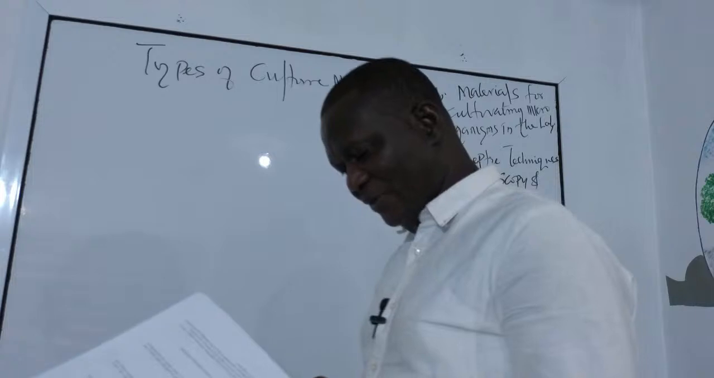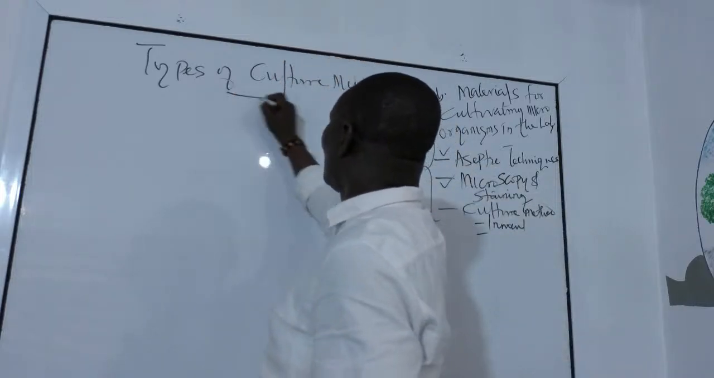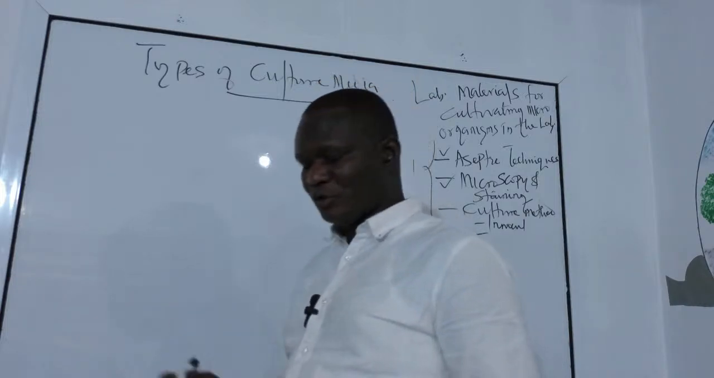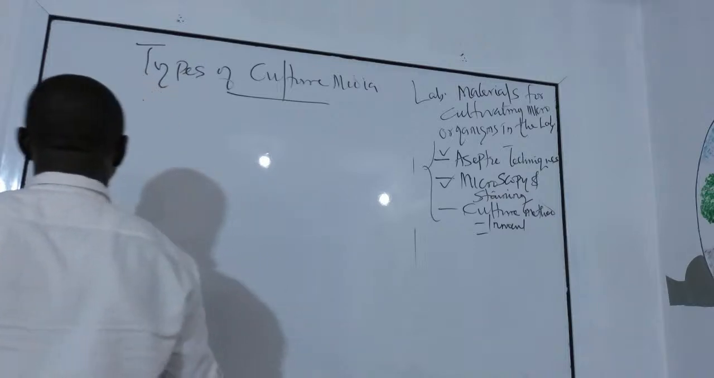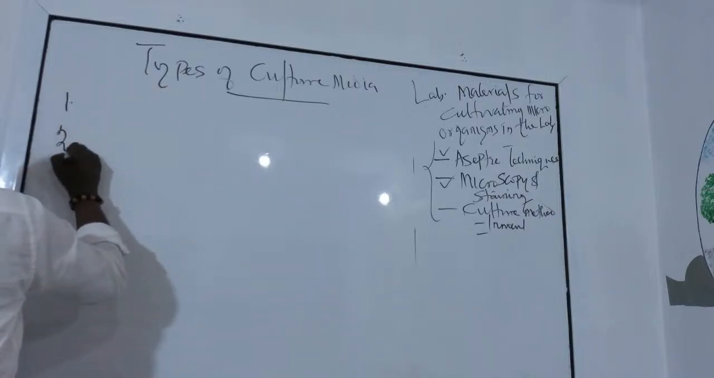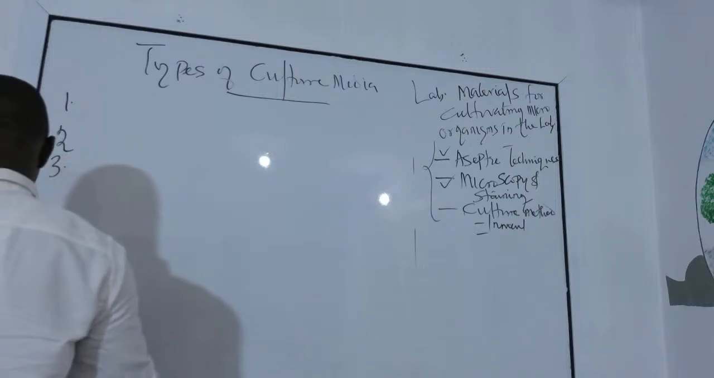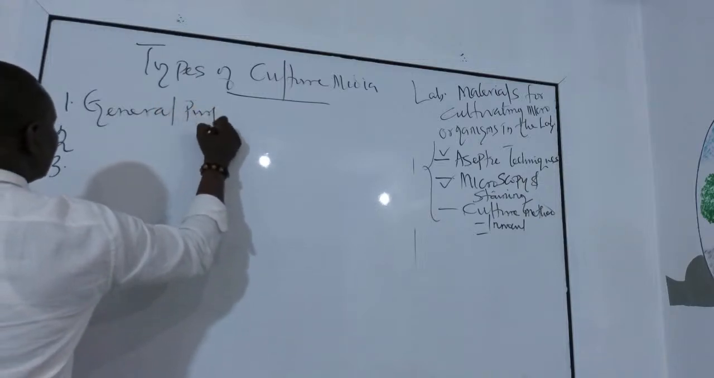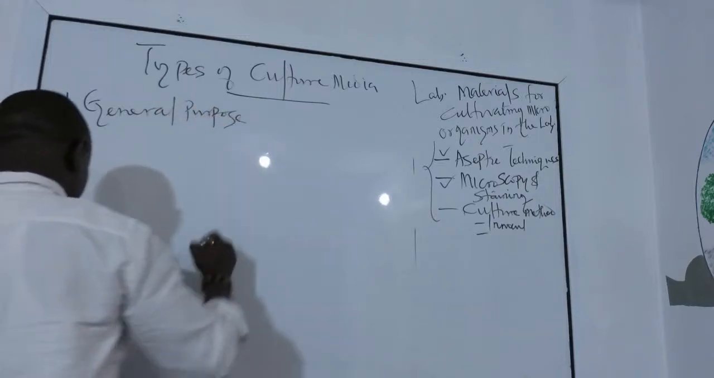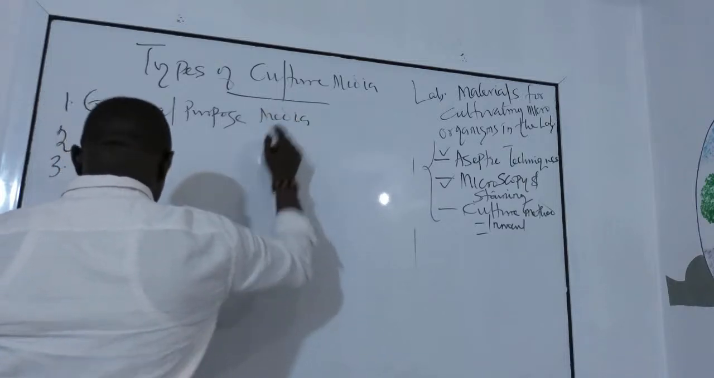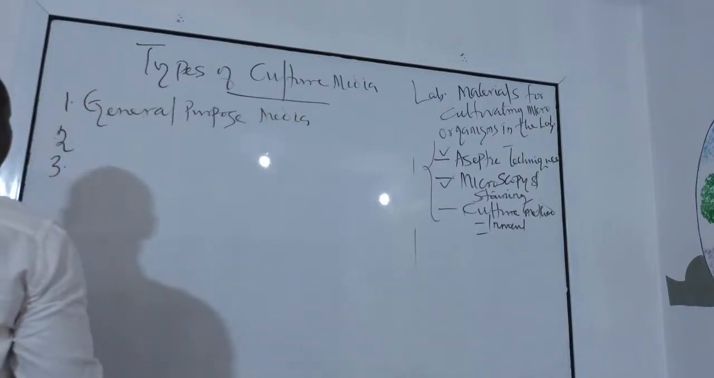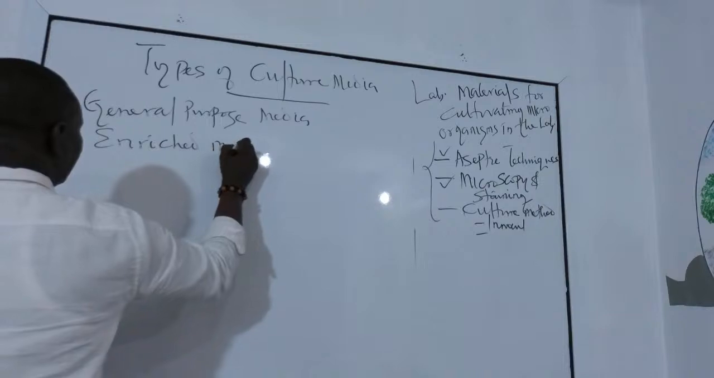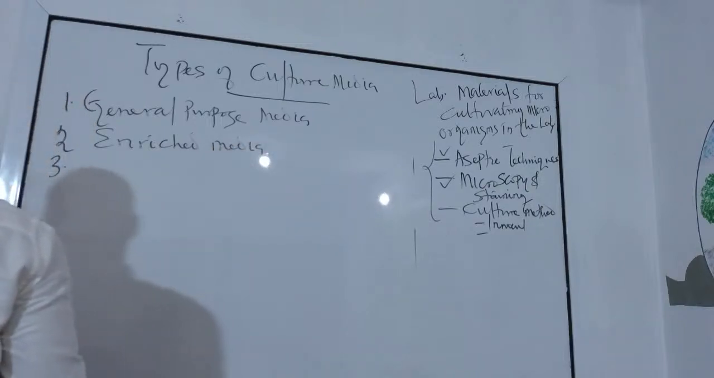So that we don't waste our time, today is going to be for types of culture media or classification of culture media and their uses. Now let me try and list out the different categories that we have. The first one is general purpose agar or general purpose media. The second one comes under enriched media. That is very, very important.